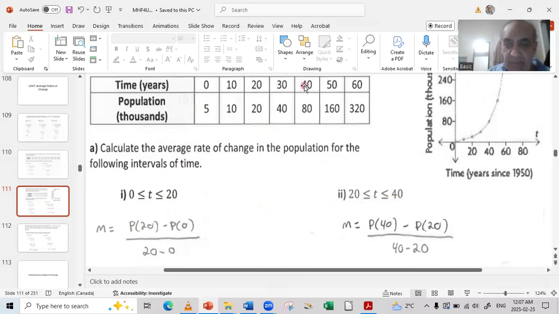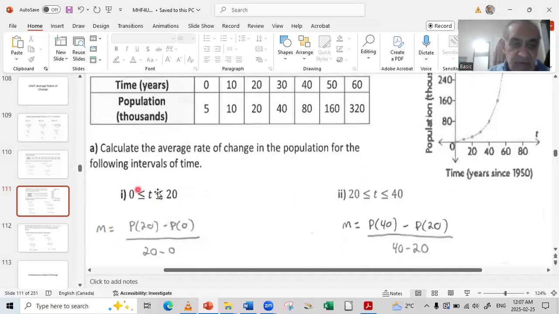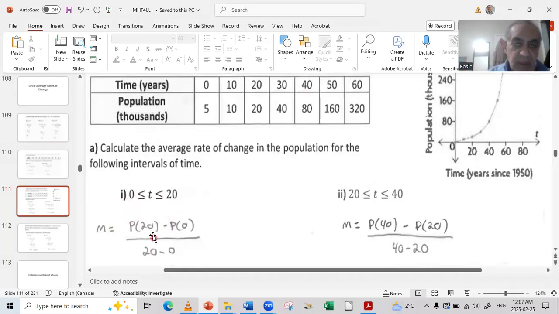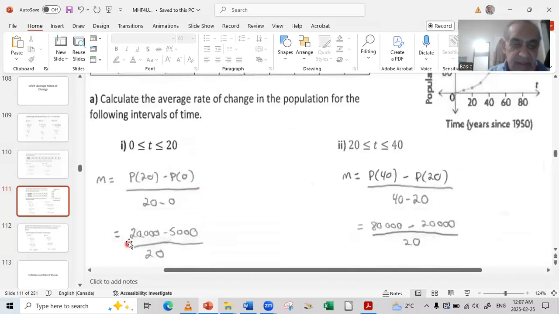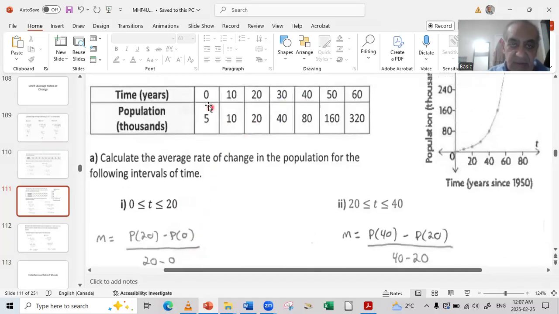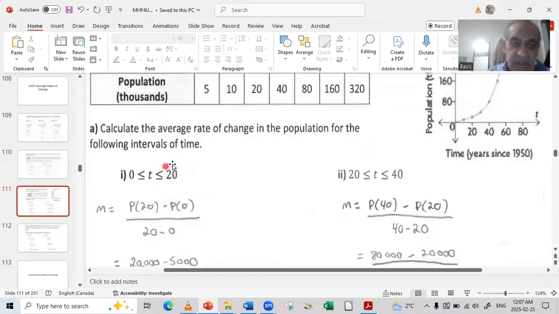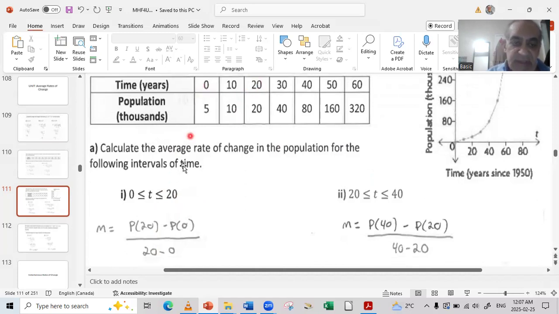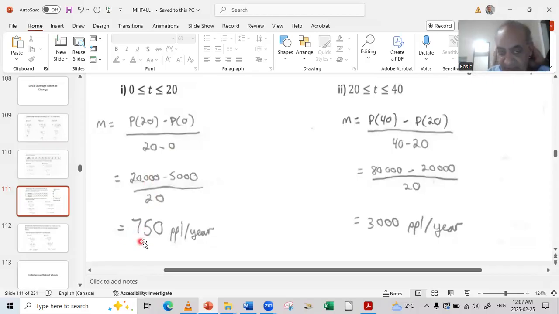So here, let's go for the first one, 20 minus 0 divided. On the 20th year, there were 20 thousand. Minus 0. At zero, there was how much? 5,000. Divided by the period of time, from now up to after 20 years. So 20 minus 0 will give me the period of time. That will equal 750 persons of increase per year.